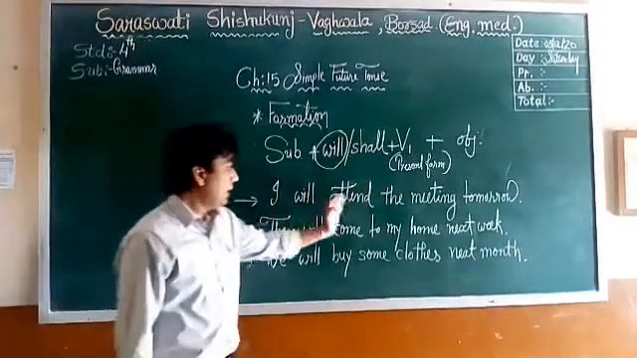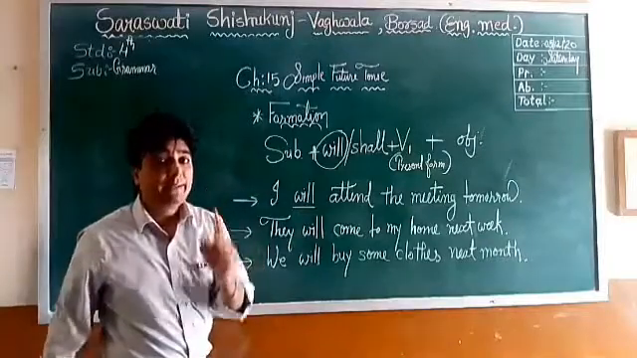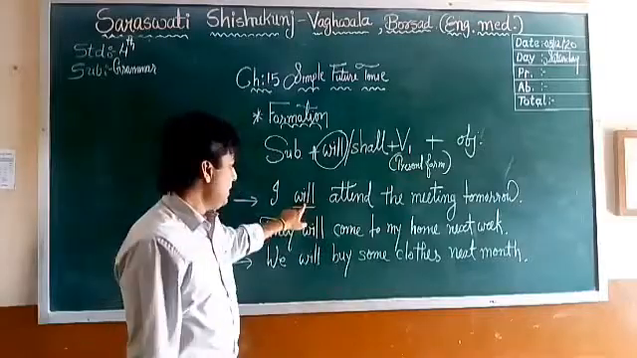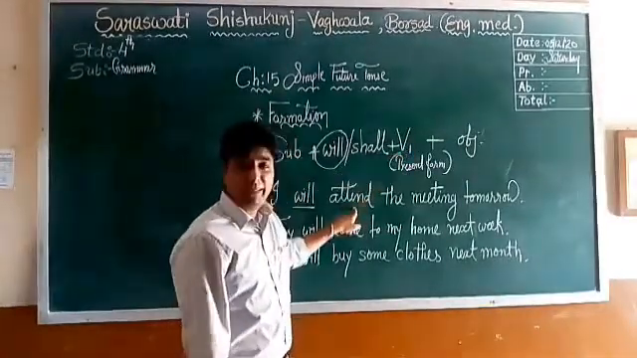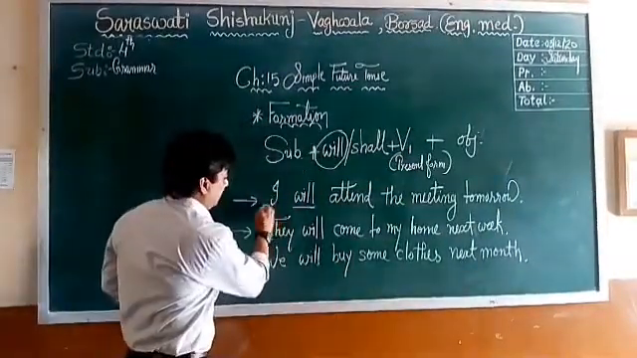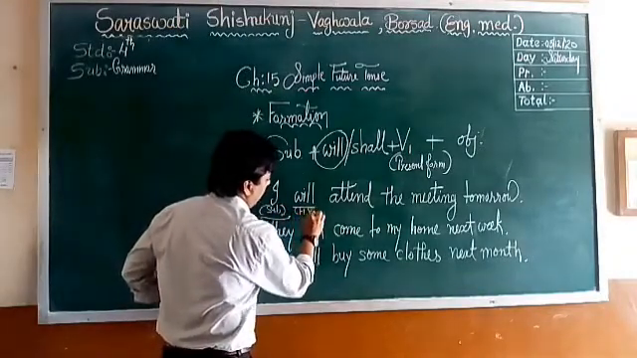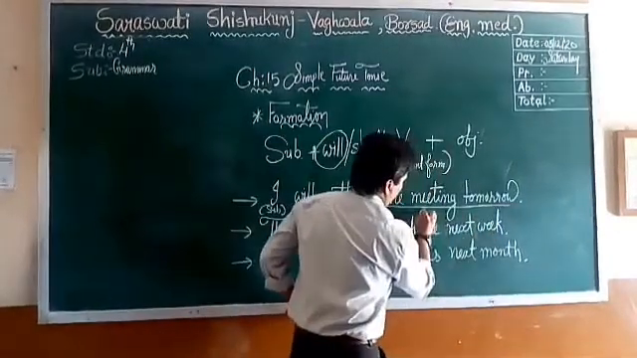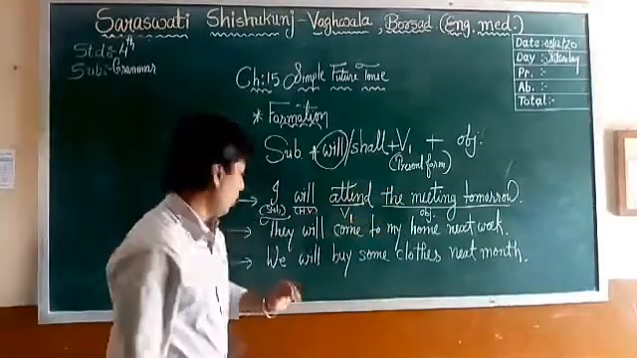Okay, I will attend the meeting tomorrow. Will is very important. Without will, there will be no future tense. So will is important. Let's see here: attend is verb 1, will is the helping verb, and this is an object. Right? I will attend the meeting tomorrow.